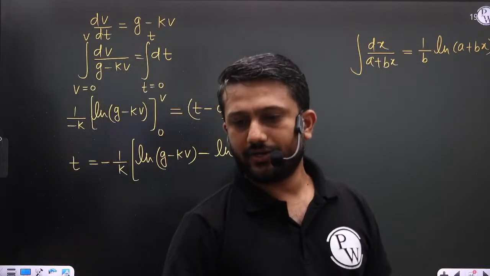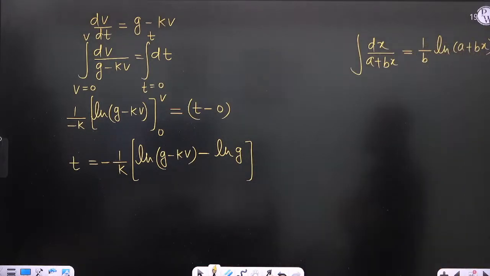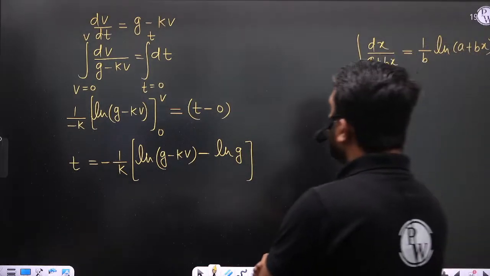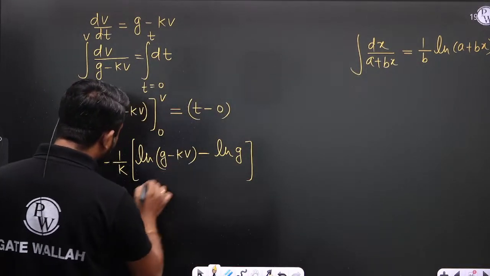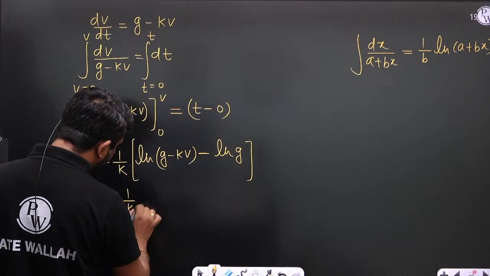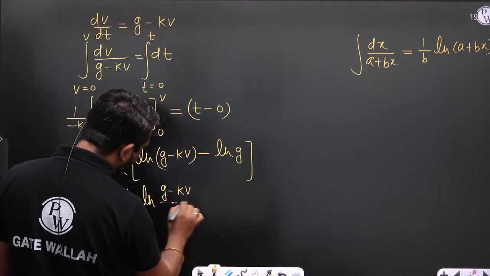Is it clear or not? Tell me. So simply we can write t is equal to minus 1 by k, and this is ln((g minus kv) upon g).